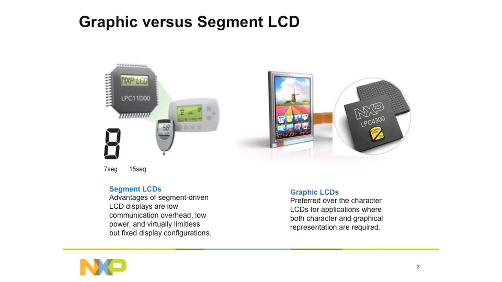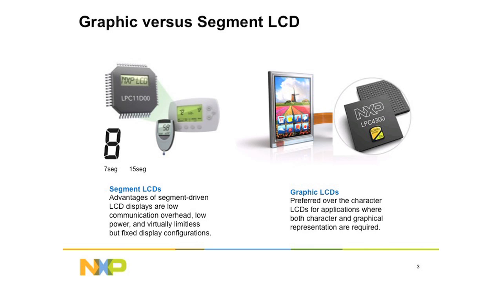with graphic LCD interface. Shipping in the embedded space, segment LCDs, whether it's 7 segments or there's 15 or more segments, are obviously a little bit easier to deal with. It's really more like your old TI watch back in the day, right?